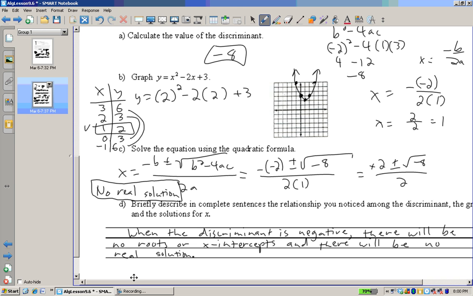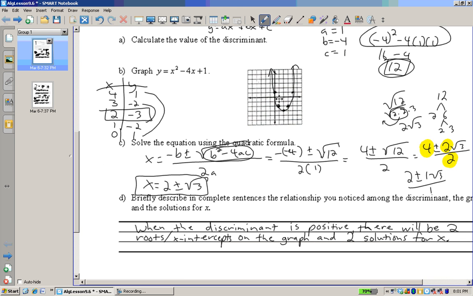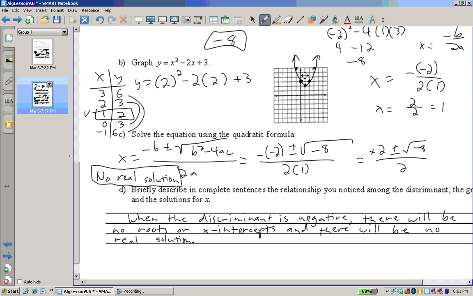So trying to connect the dots, when we looked over here, if the discriminant was positive, there will be two roots, that is two x-intercepts, and there will be two solutions to the equation. When the discriminant is 0, we know that there's going to be one x-intercept, one root, and one solution to the quadratic formula. But when the discriminant is negative, there will be no x-intercepts, no roots, and there will be no real solution.